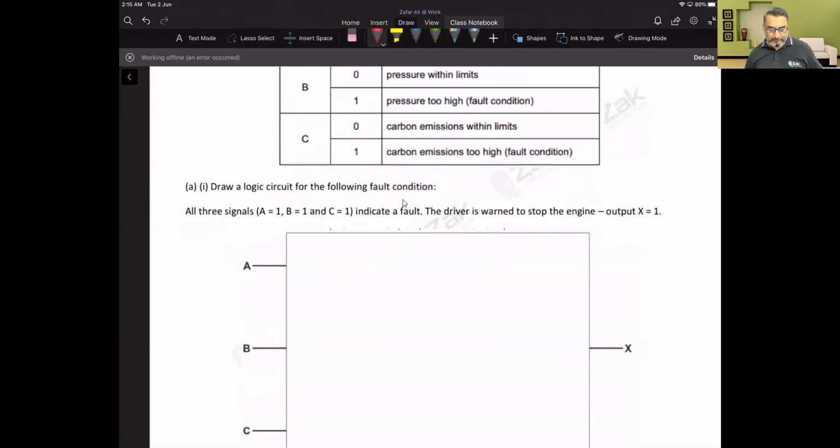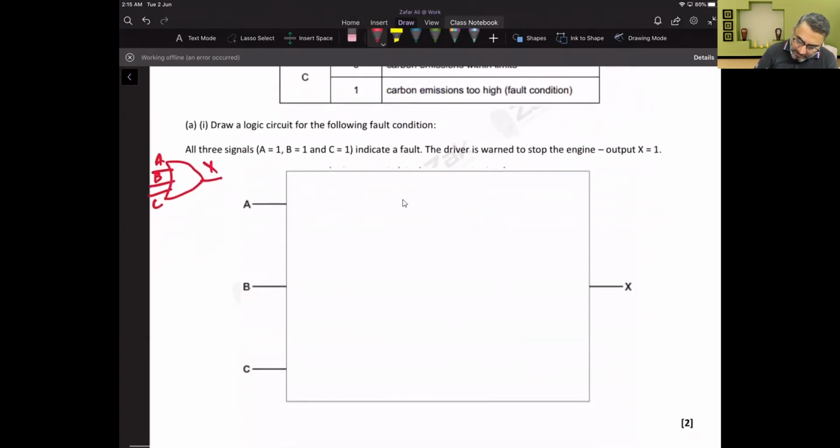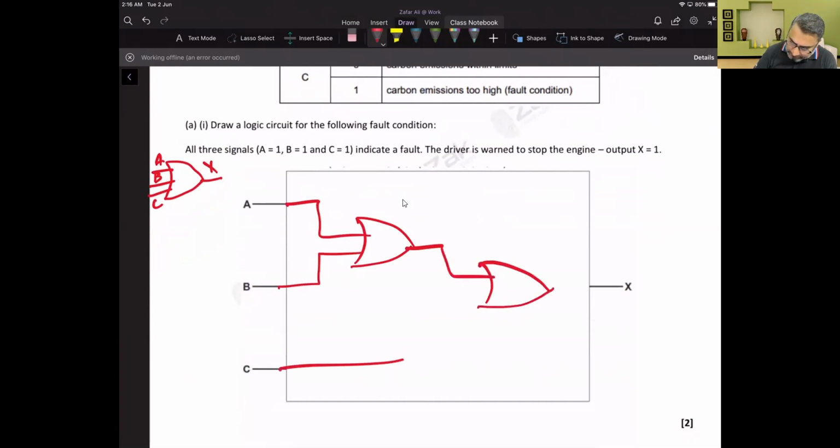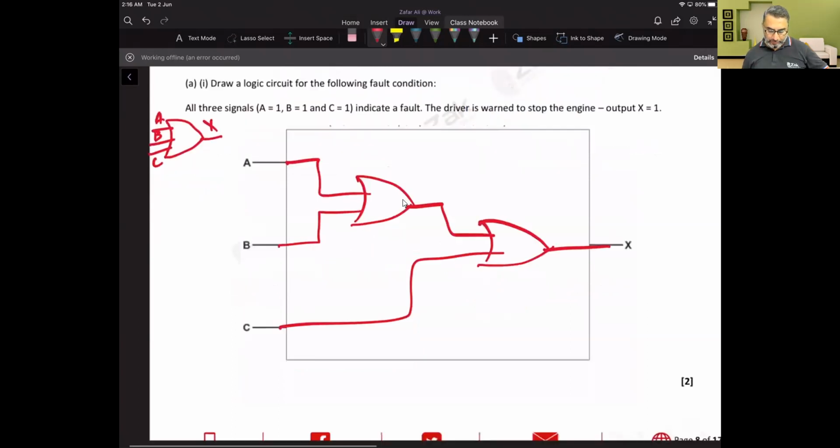If you do remember from multi-input gates, for a multi-input gate this would be A or B or C, then the result is 1, which is X. But for us it would be A or B or C. The result would be 1. So if any of them indicate the fault, the driver wants to stop the engine, output X is equal to 1. So if it is an AND gate, that would not serve the purpose. It has to be an OR gate, because if any of them is 1, then the OR gate would serve the purpose. Move on to next question.